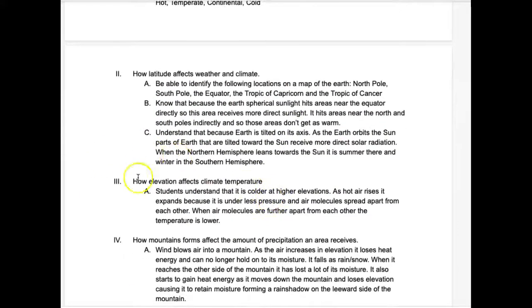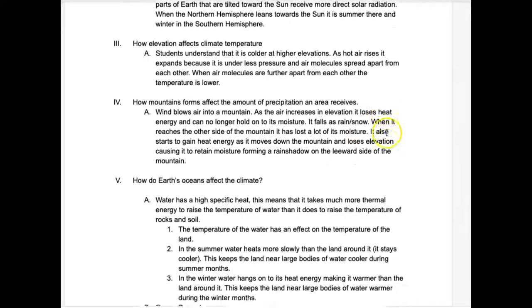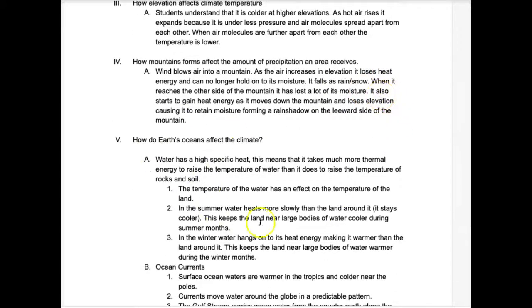Area 3, here's how elevation affects temperature. So make sure you understand that. Understand how mountain forms affect the amount of rain or precipitation an area receives. That's what we just finished learning about last week. And lastly, know how oceans affect the climate.